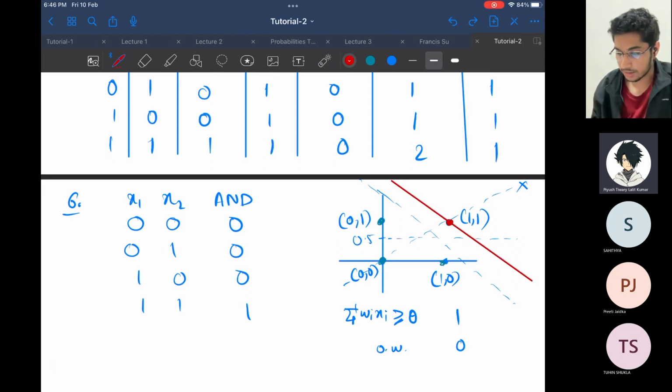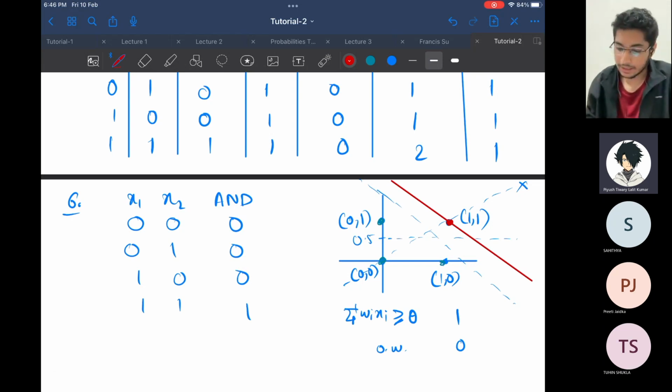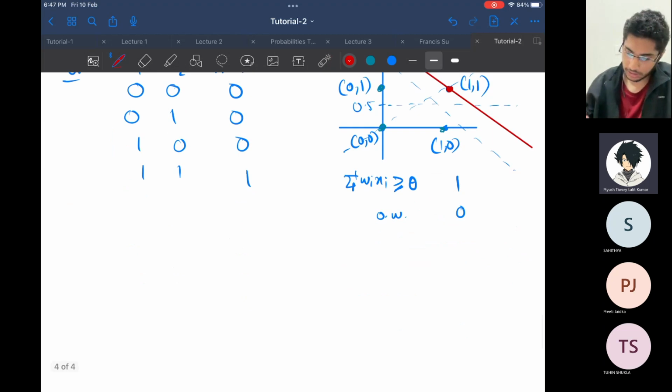Amongst the given options, as we had discussed in the last tutorial, there can be several correct decision boundaries. For example, if you draw a decision boundary like this, it is also fine, right? Okay, again, an easy question, not a difficult one.